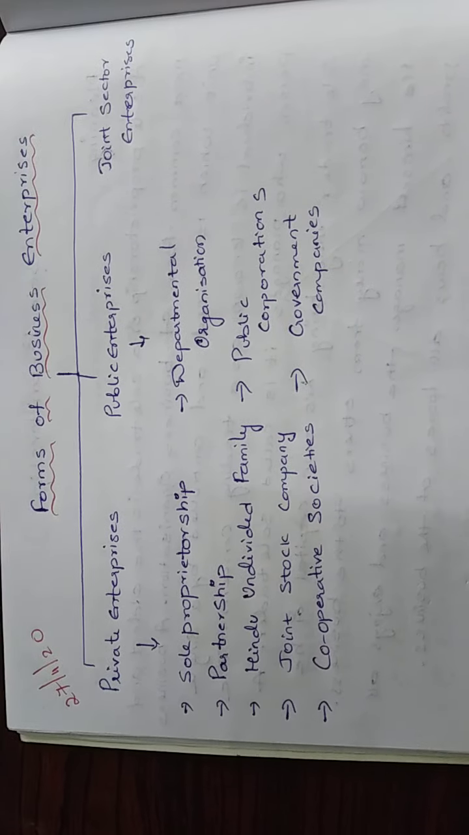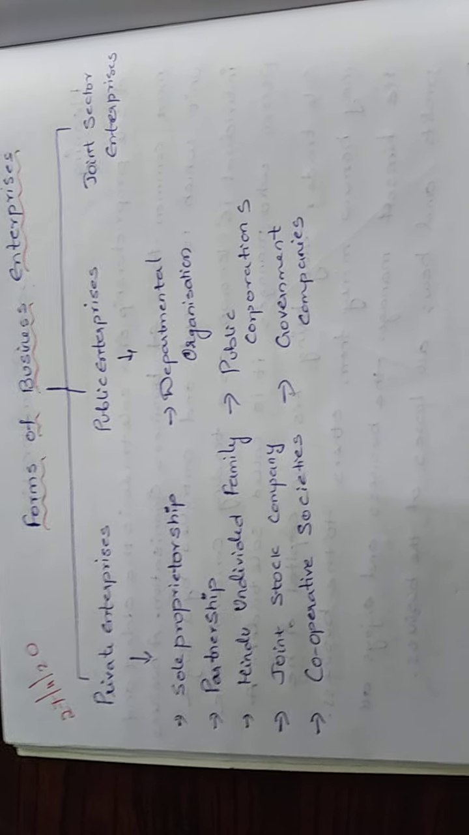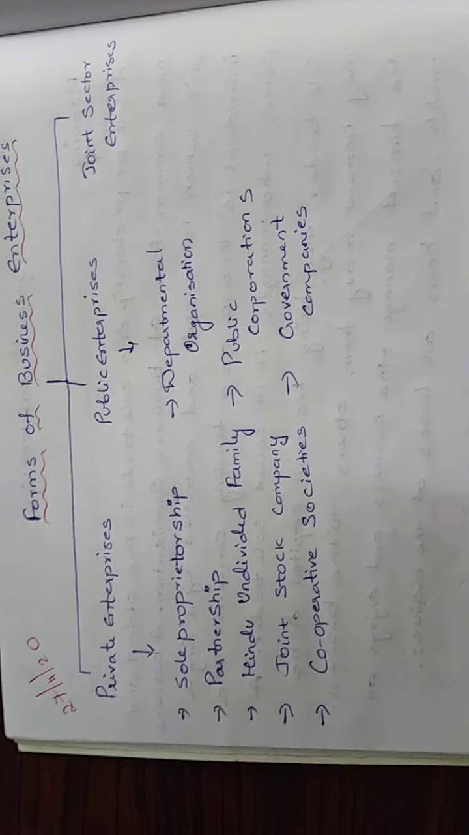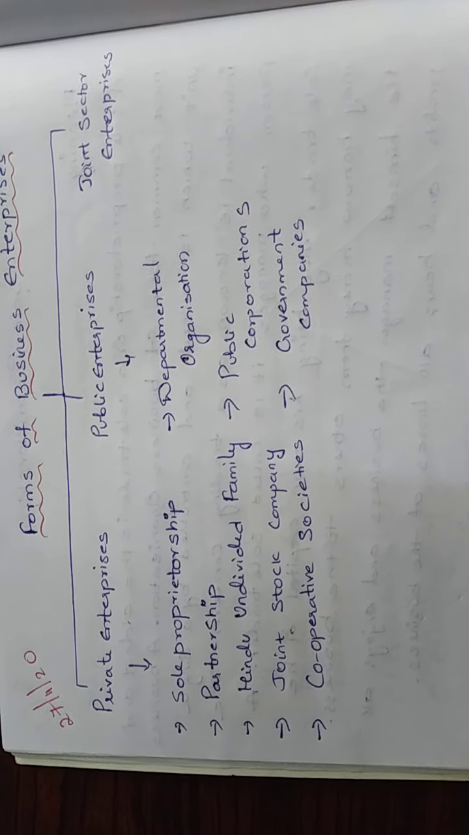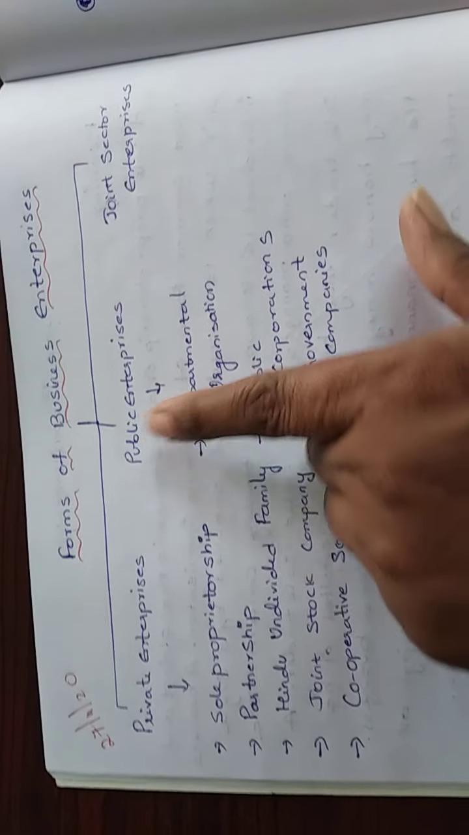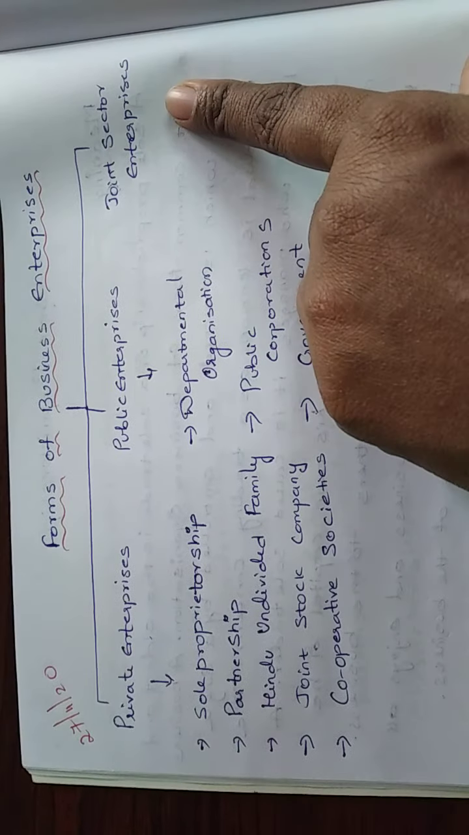So, in yesterday's class, we discussed the characteristics of forms of business organization. Today we are going to discuss how many forms of business organizations there are, nothing but in how many ways we can start a business. Those forms we are going to see today. In that we have three types: private enterprises, public enterprises, and joint sector enterprises.